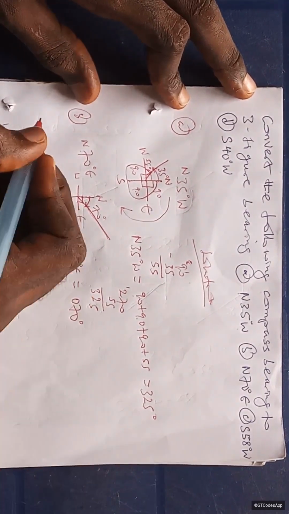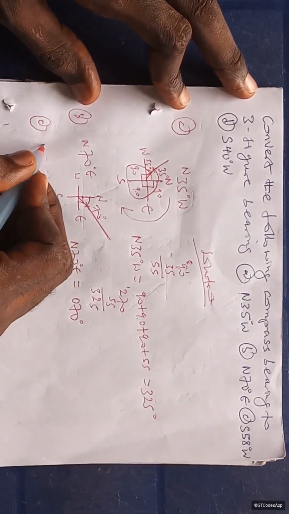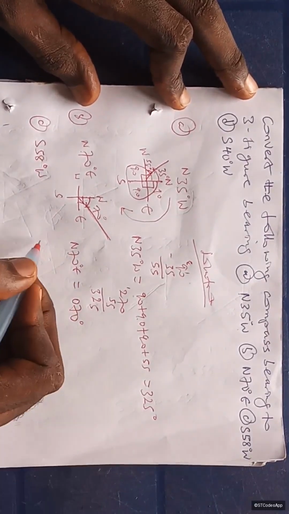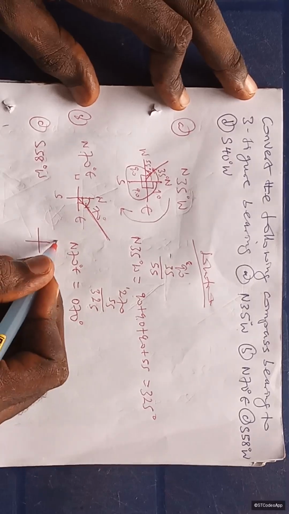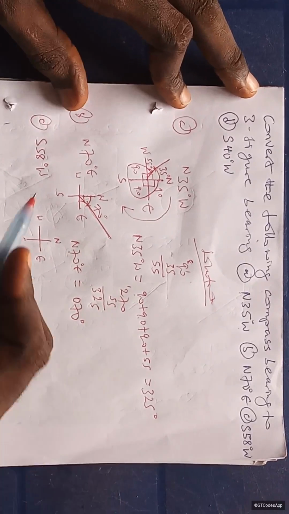Now, what about the C? Let's try the C part. Here we are given what? South 58 degree what? West, okay? So we have to draw our what? Cardinal point again. We have our north, south, west, and what? East, okay?